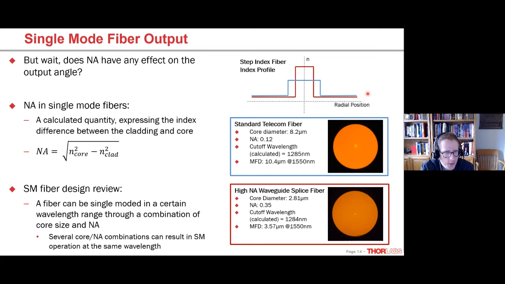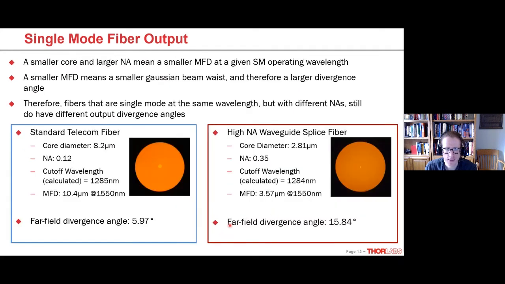And because now the core is small, the mode field diameter is going to be relatively small. And the mode field diameter being relatively small means we get more divergence from that output beam. That's how we see this fiber has far field divergence much more than this fiber does, because the core is smaller, the mode field diameter is smaller. The fiber designers have had to do that because we have this higher index difference. The point I was trying to make, though, is with this NA, you can't plug this into NA equals n times the sine of the output angle.